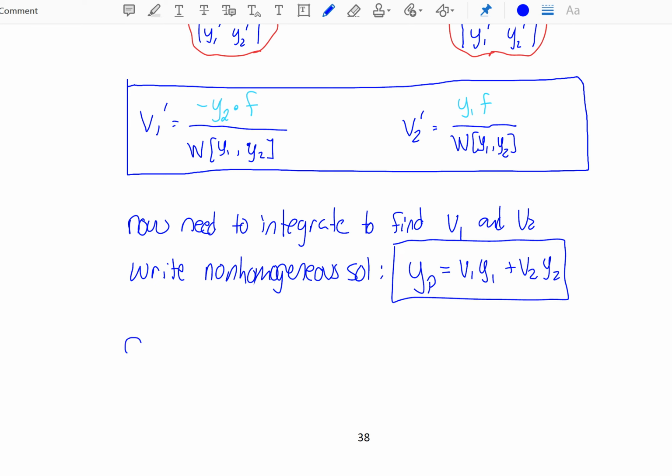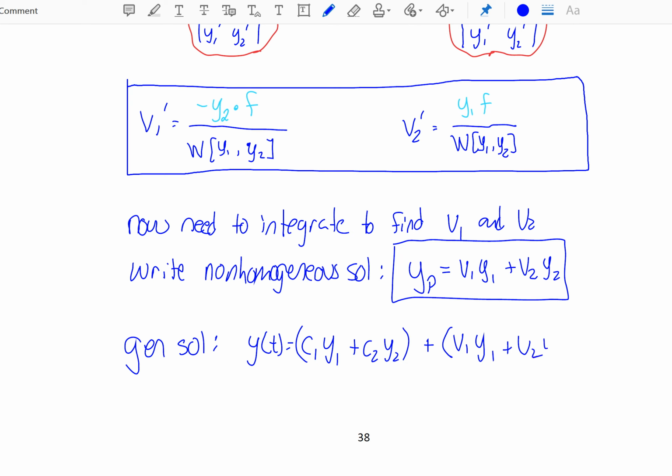We could then say that our general solution would have to look like y of t is c1 y1 plus c2 y2 plus your v1 y1 plus v2 y2, where this portion here is always your y homogeneous, and this portion here is always your particular solution.